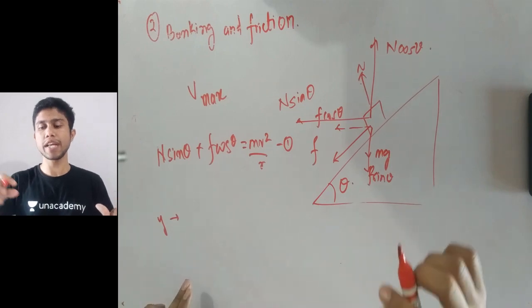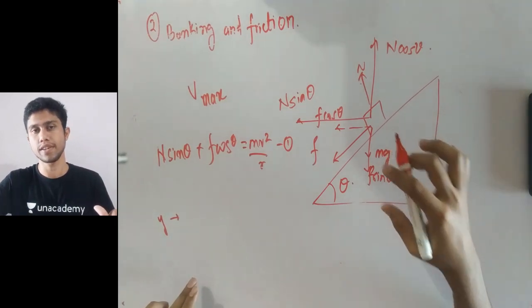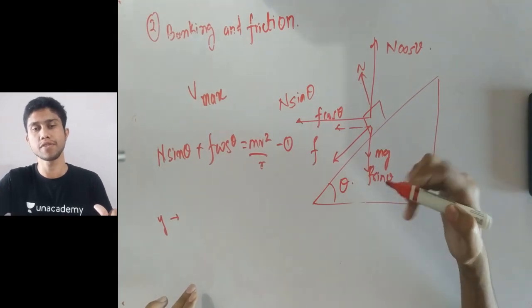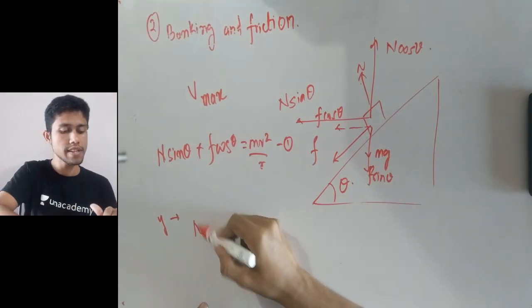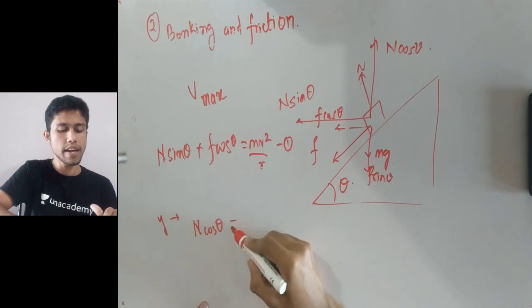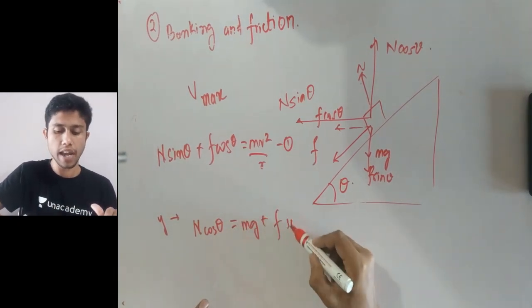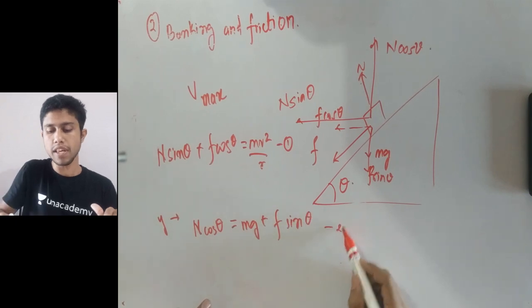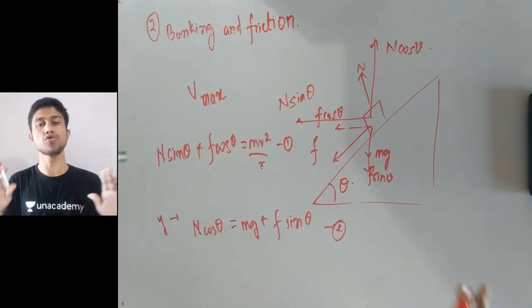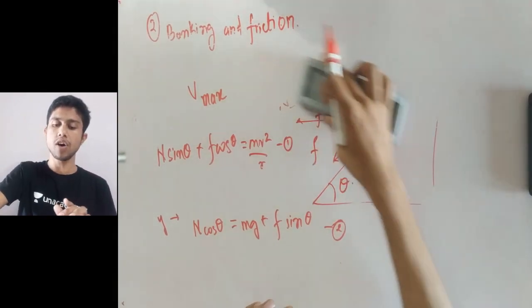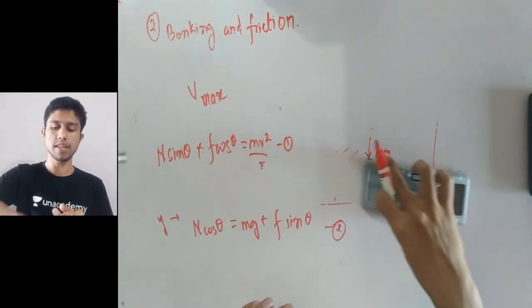In the y-axis you can see this body is at rest, and it can only be at rest when the above acting force equals the below acting force. So what is the above acting force? It is N cos theta. What is the below acting force? It is mg plus F sin theta. So this is the second expression which I have got through this diagram. Now I'll rub this diagram and solve these two expressions simultaneously.